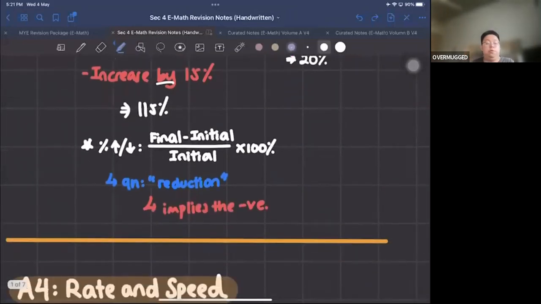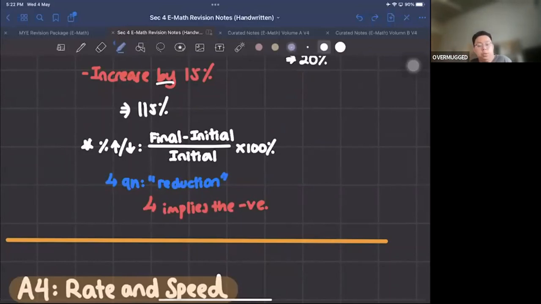This is a very important formula here: percentage change, percentage increase, or percentage decrease. This is the formula: final minus initial over initial times 100%. What does this mean? It means you take the final value that you have calculated minus the original, over the original, times 100%.